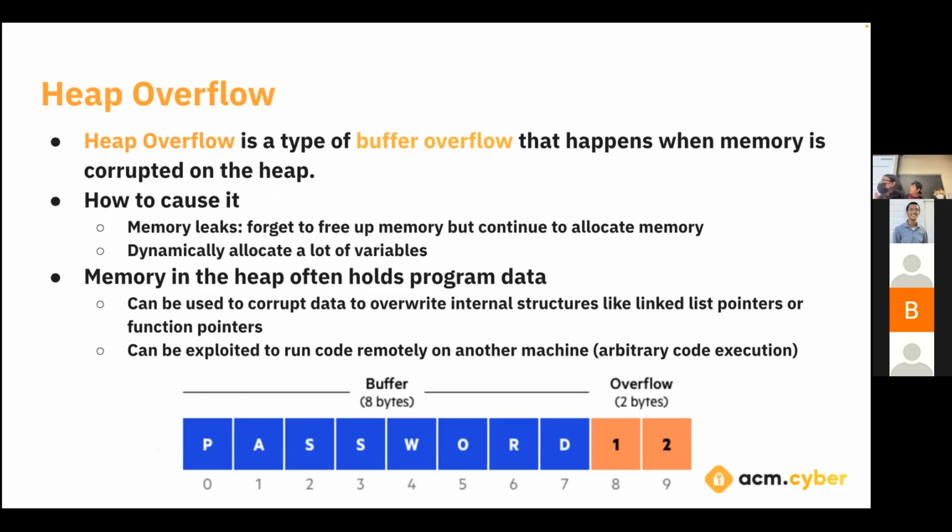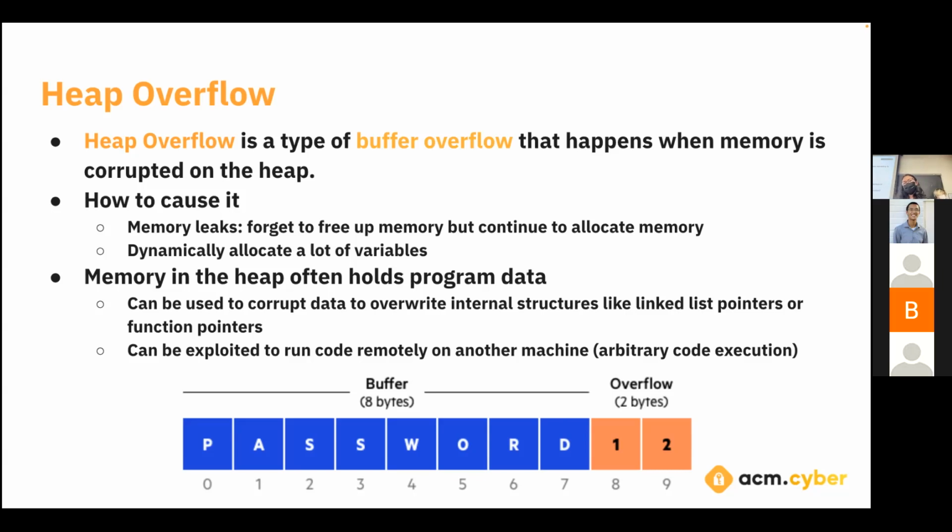Anyway, so there's two types of buffer overflows that can happen. The one that we talk about in CS32 is actually stack overflow, which you might be like, whoa, that's where the website gets its name. But the other type is heap overflow, and it's not as common, but it happens when memory is corrupted on the heap.